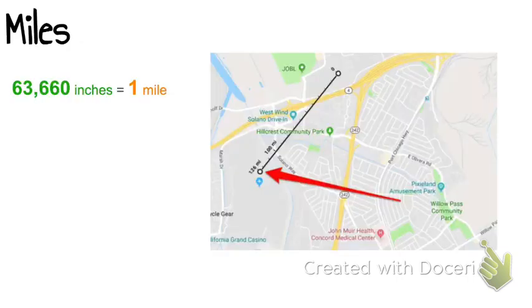And then miles. Miles is used to measure the distance between places on a map. The distance from your house to my house, the distance from our house to where we're vacationing in Florida. So there are 63,660 inches in 1 mile. It's a pretty big distance.